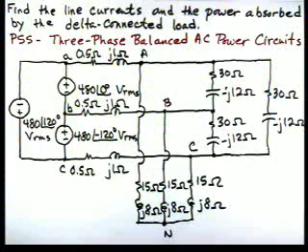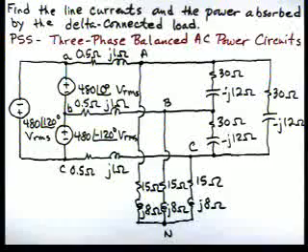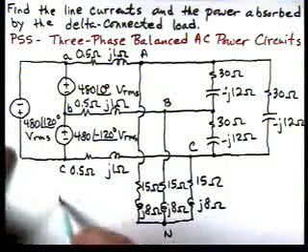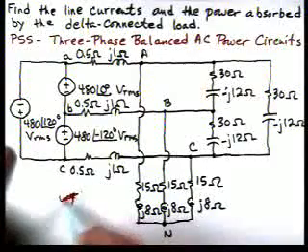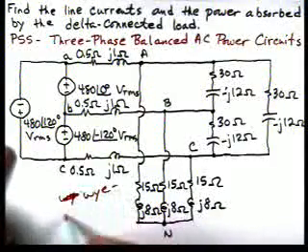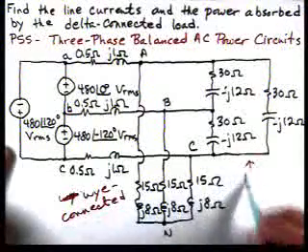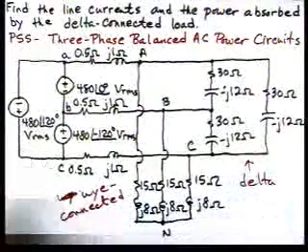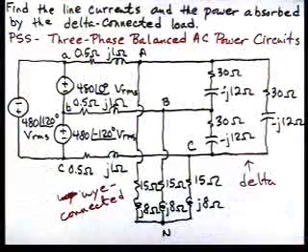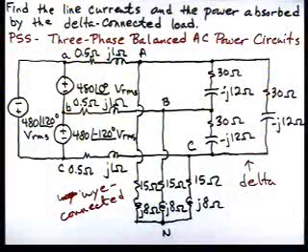In this problem, we're asked to find the line currents and the power absorbed by the delta connected load. If we look at our circuit, we see that we have two loads. This one is Y connected. This one is a delta connection, and we have a delta connected source, and we have line impedance.